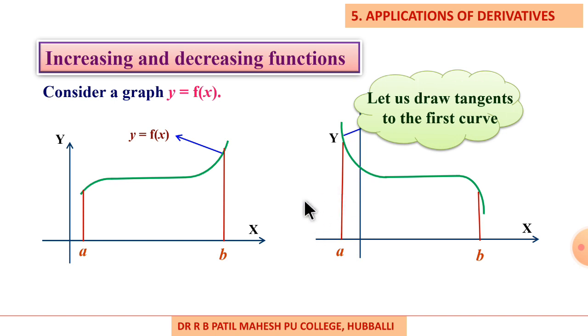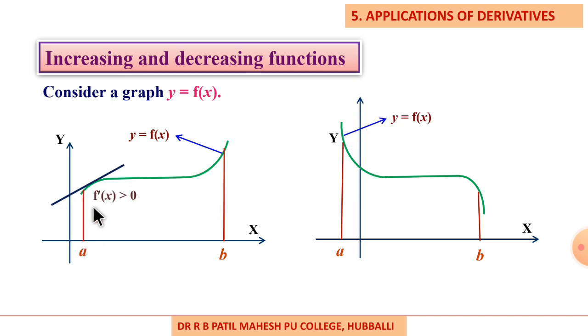Now let us draw the tangents to the first curve. At x equal to A, draw a tangent. This tangent gives f dash of x greater than 0. How to verify this? If this line intersects the x-axis, theta is less than 90 degrees. When theta is less than 90 degrees, the value of f dash of x is greater than 0.